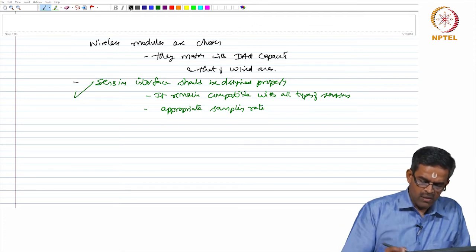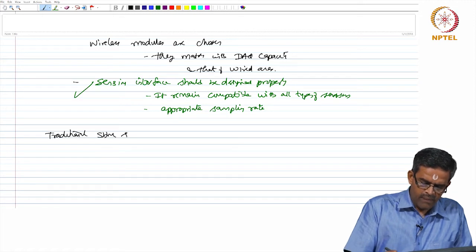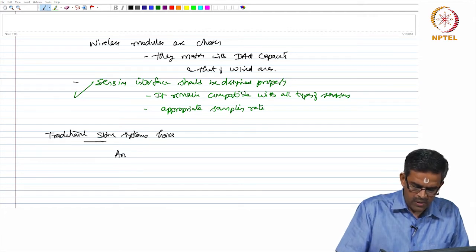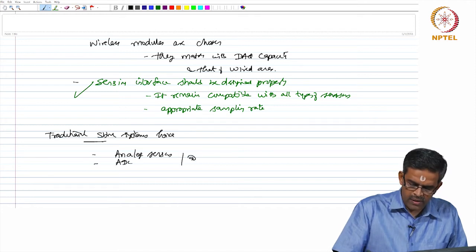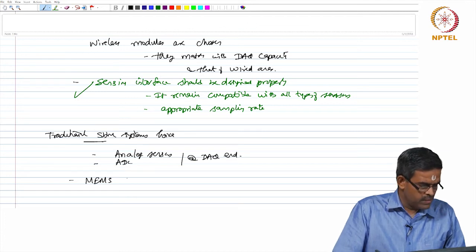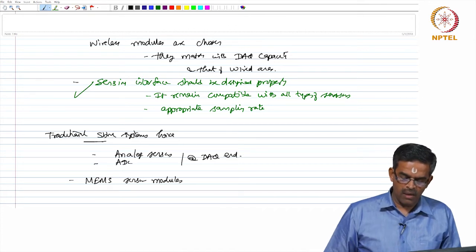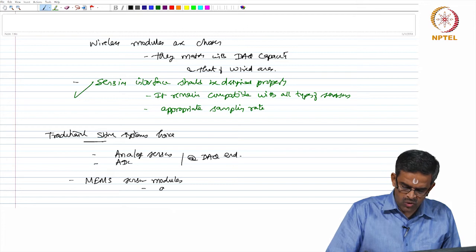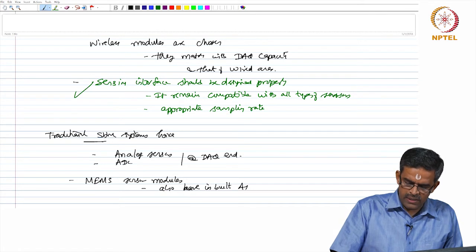Now let us see what traditional SHM systems have. Analog sensors with an analog digital converter at the DAQ end, and most of the sensors are MEMS based because they occupy less space, they are cheaper and they are more reliable, and these sensor modules also, very interestingly, have an inbuilt ADC.